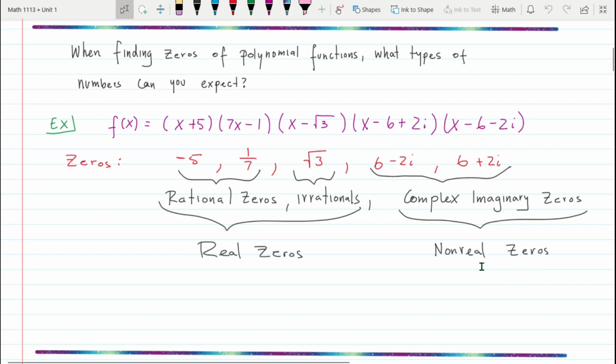Okay, so to answer the big question, what type of zeros can you expect to find? Well, anything, real and non-real. So complex numbers, real numbers, any type of number that we know can be considered a zero in a polynomial function. Okay, so with that in mind, let's move on.